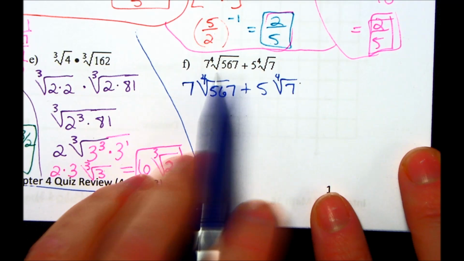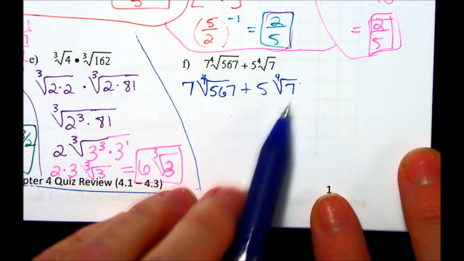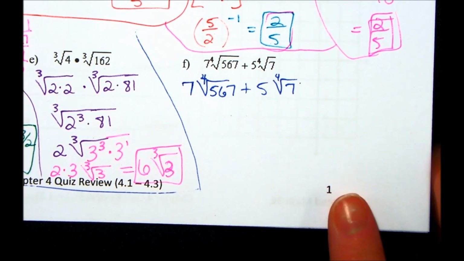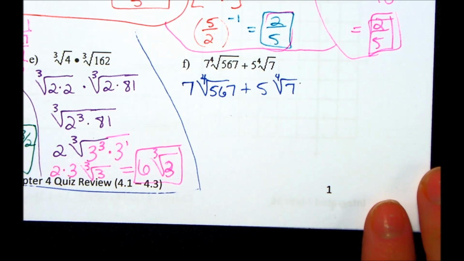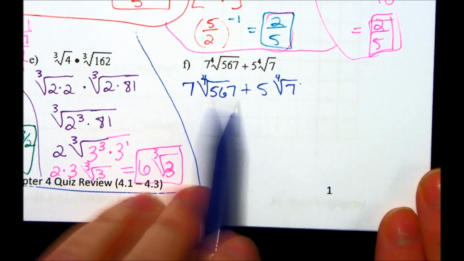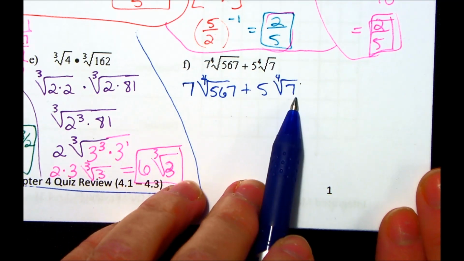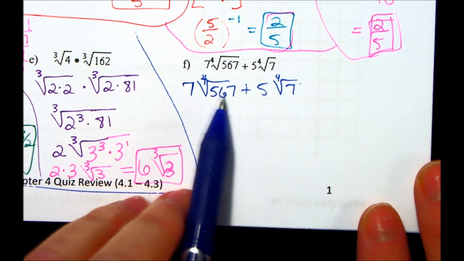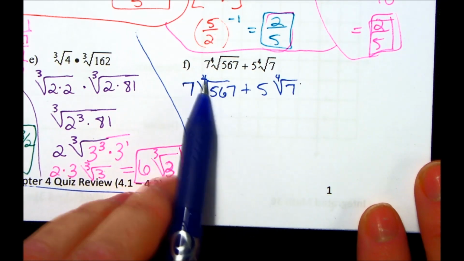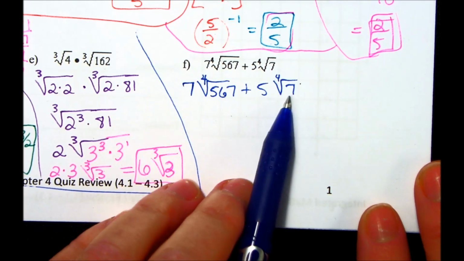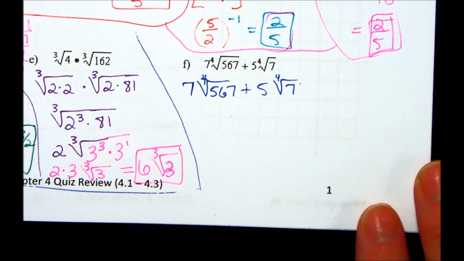When you're trying to add or subtract radicals, the radicand and the root have to be the same. Kind of like when you add like terms. You cannot add an x squared term with an x term because they're not like terms. Well, you cannot add a 4th root of 567 with the 4th root of 7. So my guess is that this 567 is going to have a factor that's a perfect fourth power. And I'm guessing that the other factor is going to be 7.